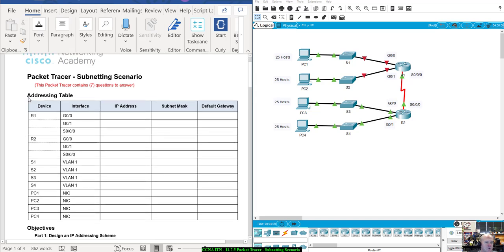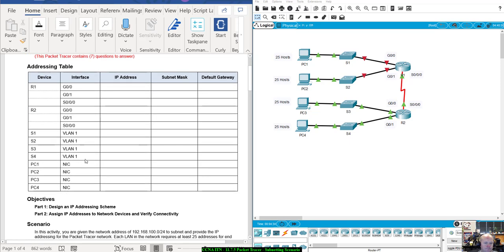Today I'm going to be going over Packet Tracer 11.7.5, which is the subnetting scenario. Our addressing table is pretty much empty. Looking at our topology, we have two routers. Each of those routers has two LANs connected to it, each with 25 hosts.